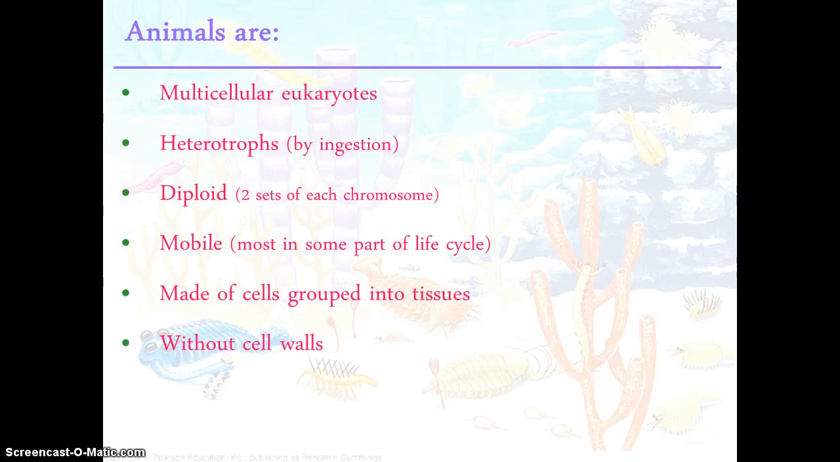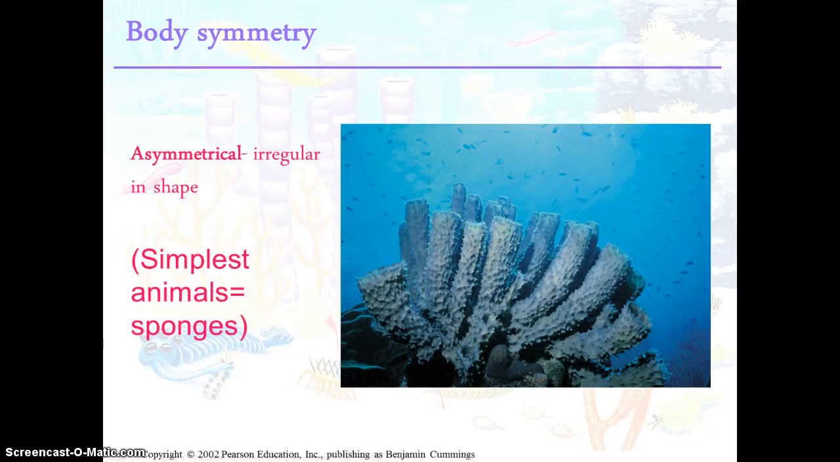They are made of tissues. Those tissues could be advanced into organs, but you do have cells that group into tissues with animals. There are no cell walls in animals, and they do sexually reproduce. Okay, they produce gametes, those sex cells, and then they can fuse together through fertilization to form a zygote. So these are the basic characteristics that all animals share.